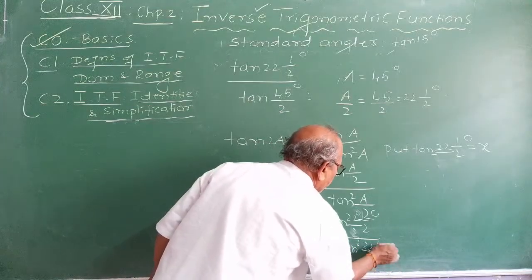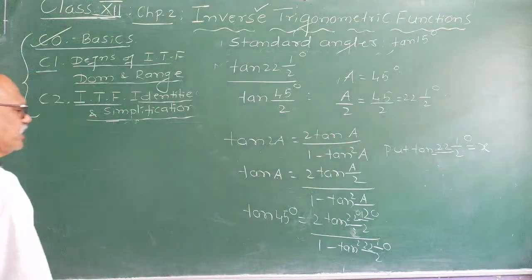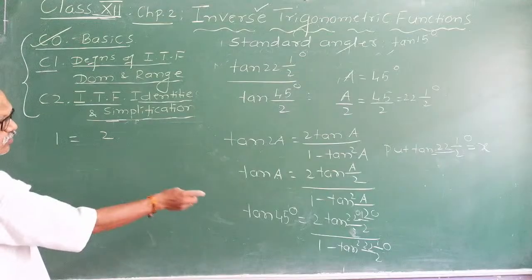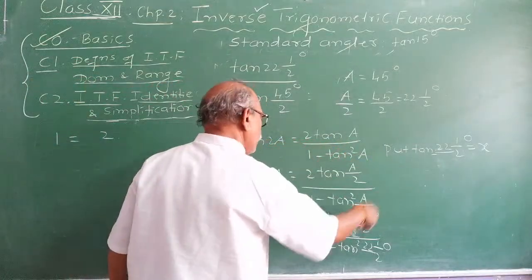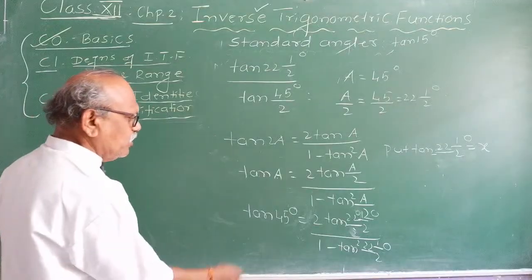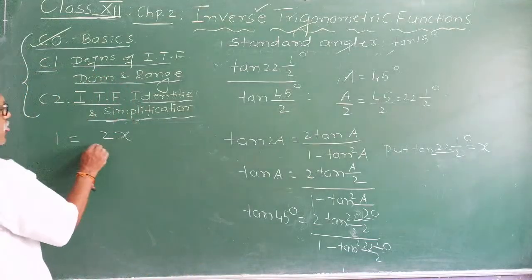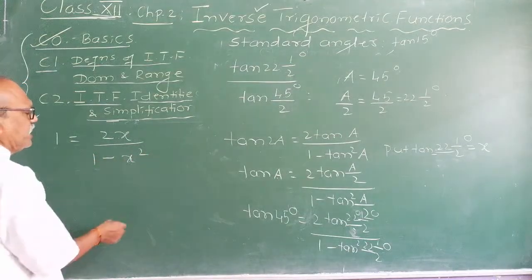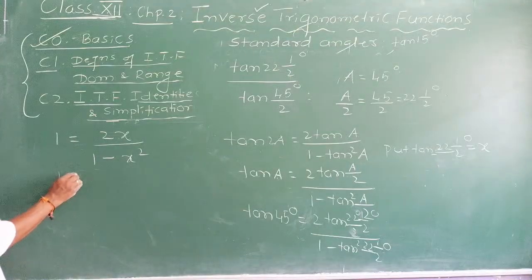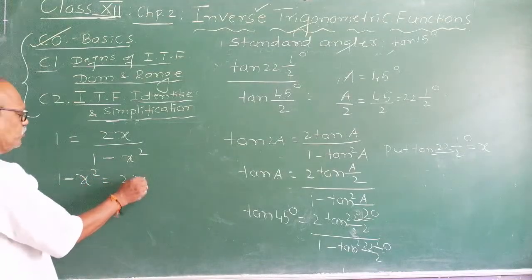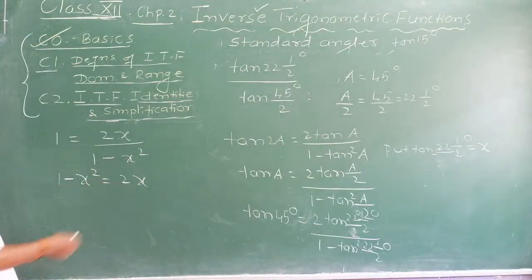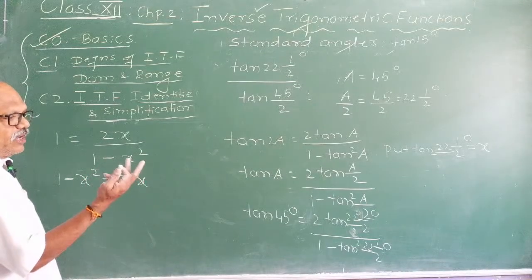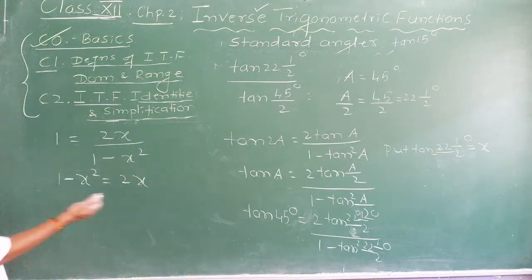It will appear in the competitive exams. Once you derive them, what is the value of tan 45? 1. You get 2 into, I have taken it as x, tan at 22.5 degree, I can write as 2x divided by 1 minus x square. You will get a quadratic equation, solve it. Take it to the left, you get 1 minus x square is equal to 2x. Therefore, trigonometry is a complete package of algebra, arithmetic and geometry studied at the school level.